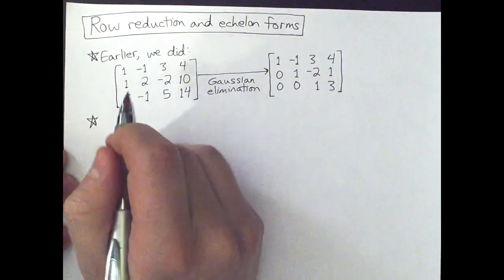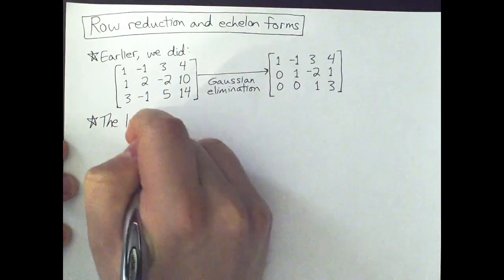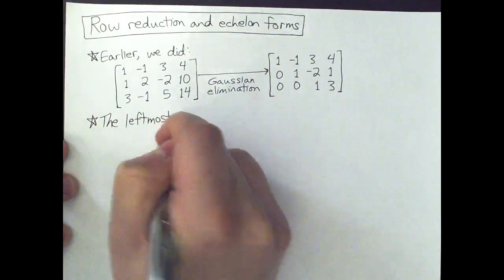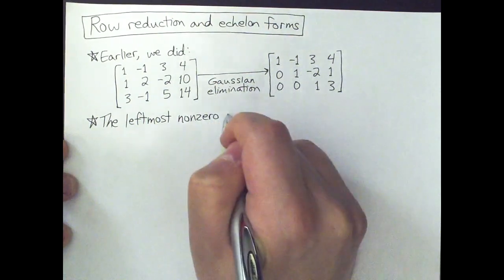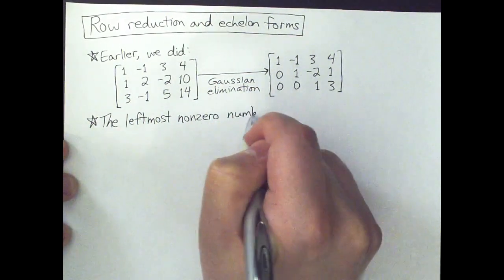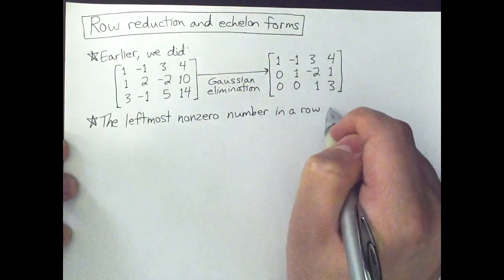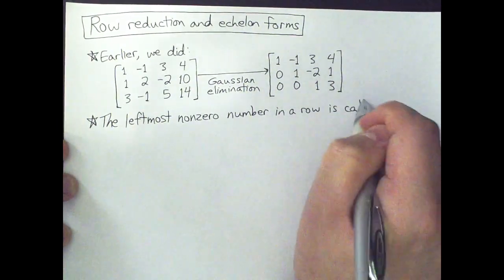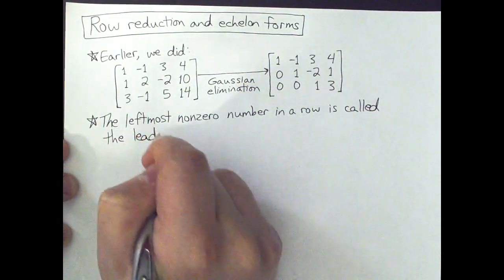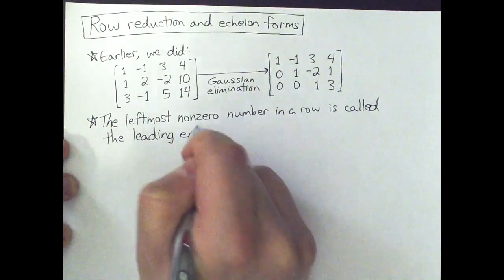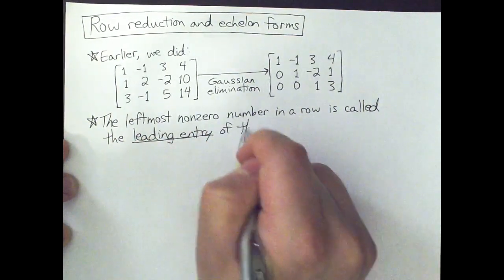We've got a little bit of terminology. The leftmost non-zero number in a row is called the leading entry of the row.